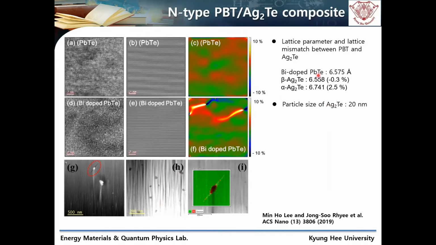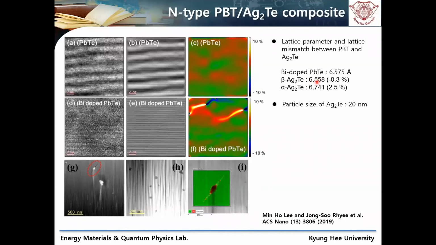And also, when you consider the lattice parameter of bismuth-doped lead telluride, about 6.5, the lattice parameters of the beta phase and alpha phase silver telluride are similar to the bismuth-doped lead telluride. Therefore, the lattice mismatch is very small, and a coherent interface is possible.